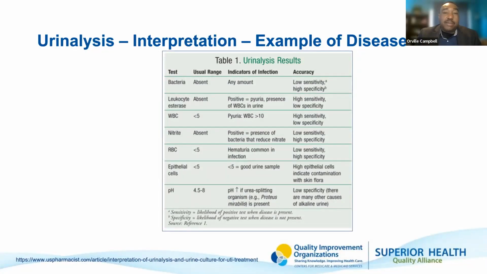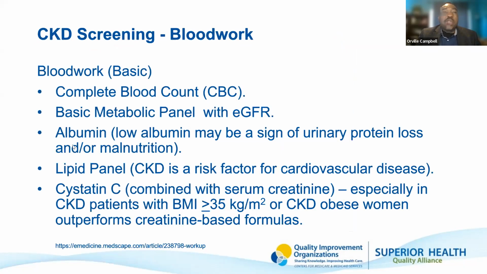Epithelial cells can be in there. In a good urine sample, up to about 4, because they're epithelial cells lining your urethra and your ureters. And then there's a pH range of 4 to 5.8. Excessive elevation of the pH could indicate a urea-splitting type organism, such as Proteus mirabilis. Next slide, please. Thank you.